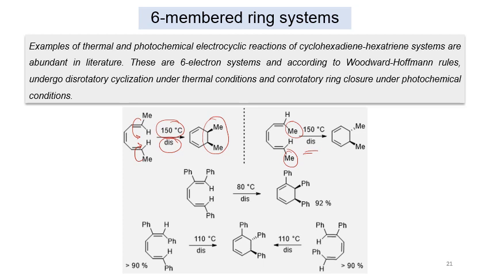In this particular case, again you see at 80 degrees we have a disrotatory ring closure leading to this particular orientation. In this particular case, these two are isomeric. The starting material is isomeric to this particular starting material, and we can see here both of them incidentally lead to the same product, and you can see why, because both of them give rise to a disrotatory ring closure.